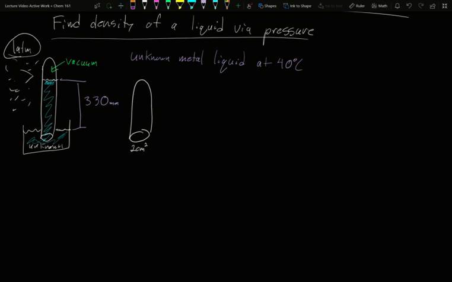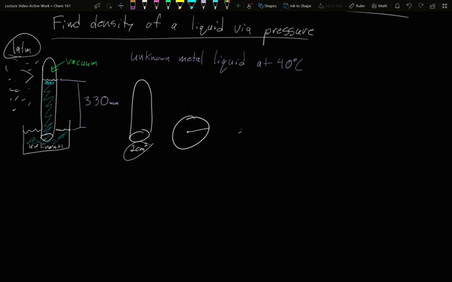Our tube has a cross-sectional area of 2 centimeters squared. Basically, the inside of the tube, if we think of area equal to pi r squared. Our area is 2 centimeters squared, which, if you want to do the math, gives a radius of about 0.797 centimeters. Rather than make you calculate it though, we just know what the area is.